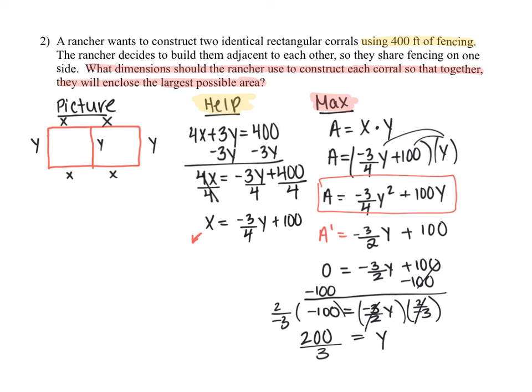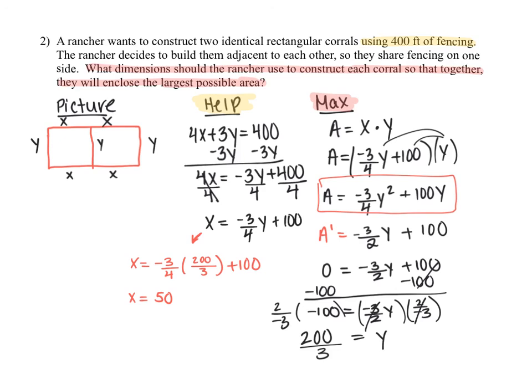Okay, so if that's my y, then we're going to need to plug it in to find my x. So I'm going to go back to this equation. So x is equal to negative 3/4 times the y, which is 200 over 3, and then plus 100. So take a minute, pause the video, type that into the calculator, and then hit resume when you're ready for the answer. And you should get 50.